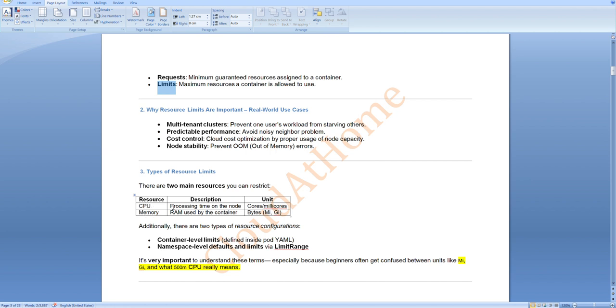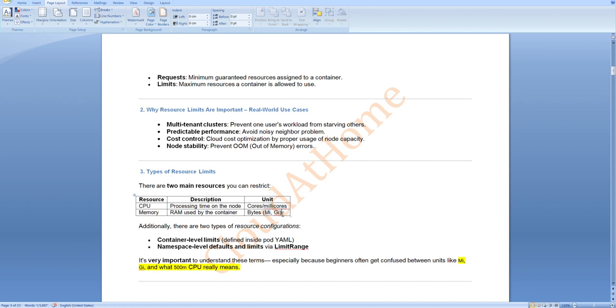Now, what is CPU? We all know it is a central processing unit, but here it is like processing time on the node. Okay, and the unit is core per millicore, right? So vCPUs we say, right? 4 vCPU, 8 vCPUs, like that. Okay, what is memory? It is the RAM used by the container. It is used in bytes.